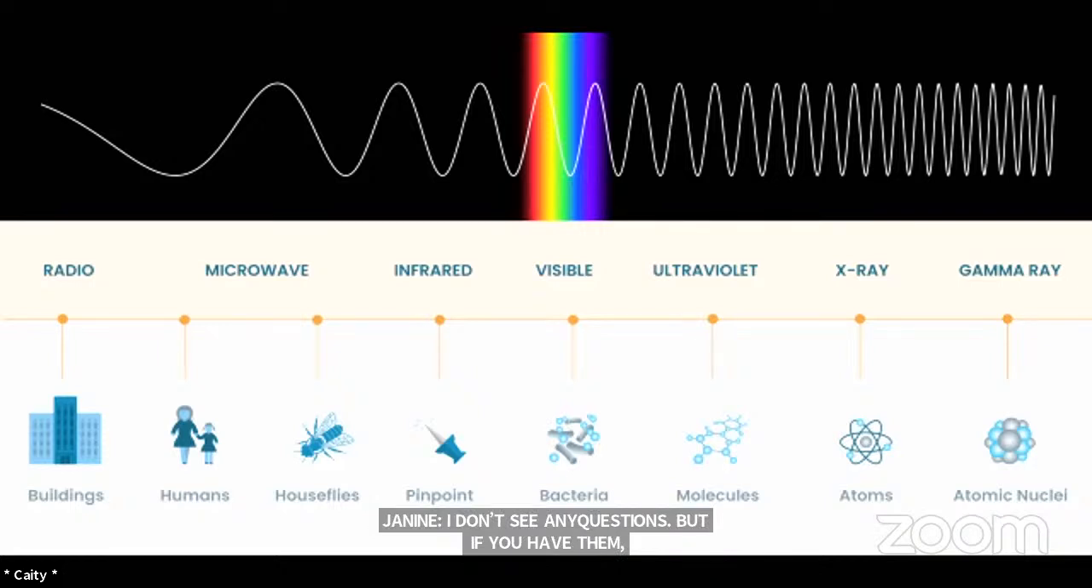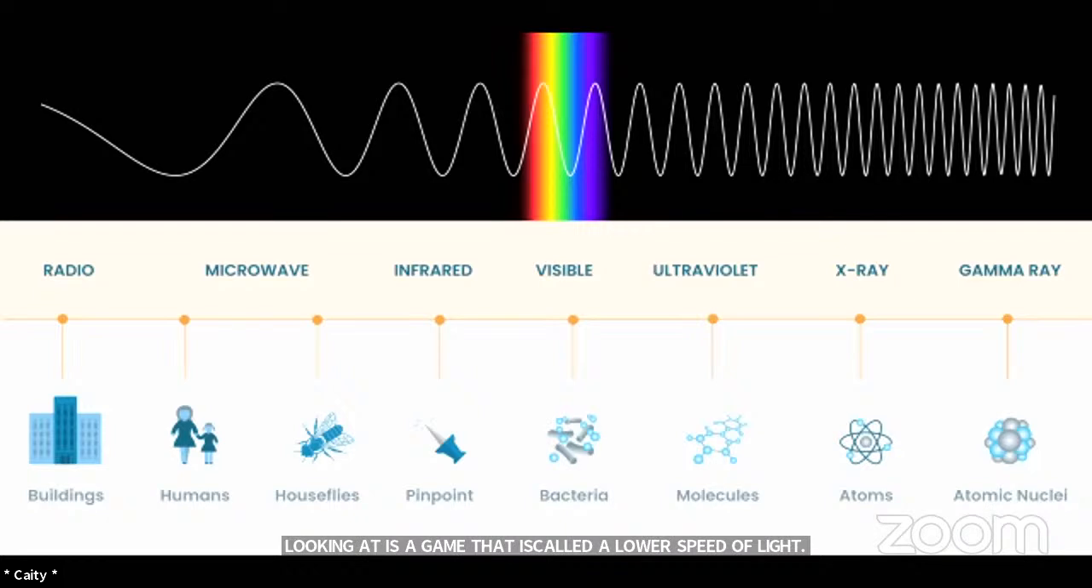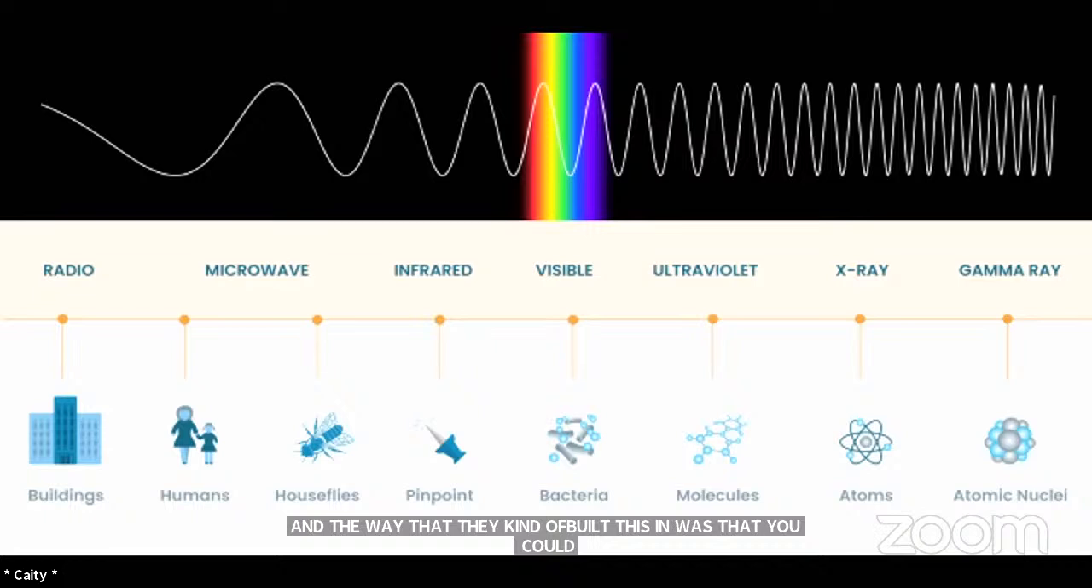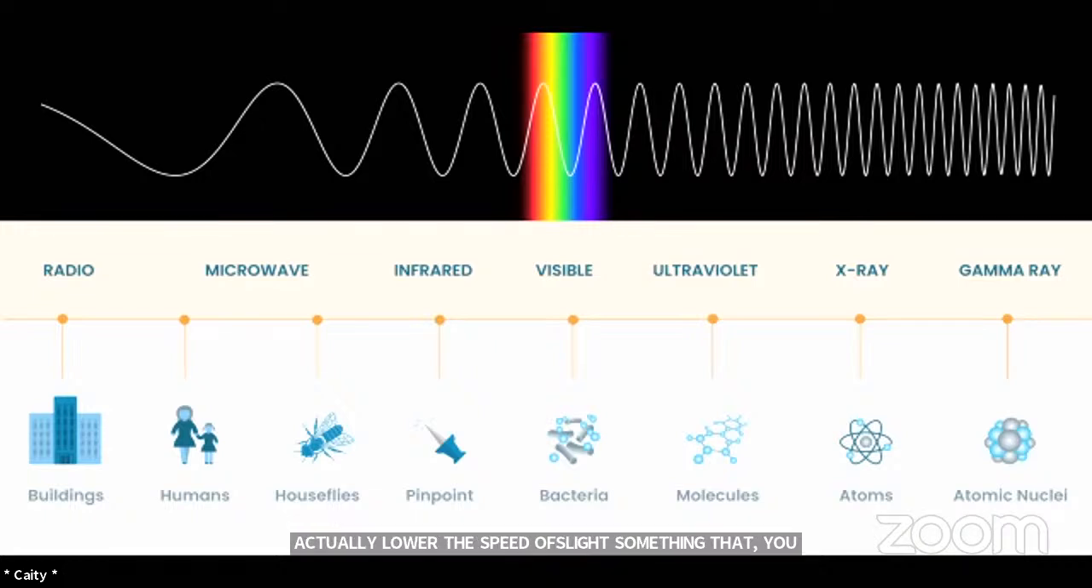So what we're going to be looking at is a game that is called A Slower Speed of Light. And this particular game was developed by the MIT Game Lab. And the intention was to simulate what your surroundings would look like if you could move at the speed of light or close to the speed of light. And the way that they built this in was that you could actually lower the speed of light to something that is familiar, like walking speed. So that's kind of the concept of the game.